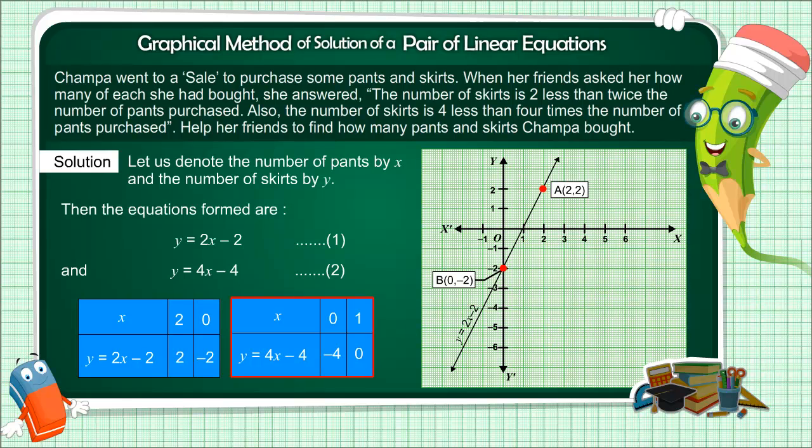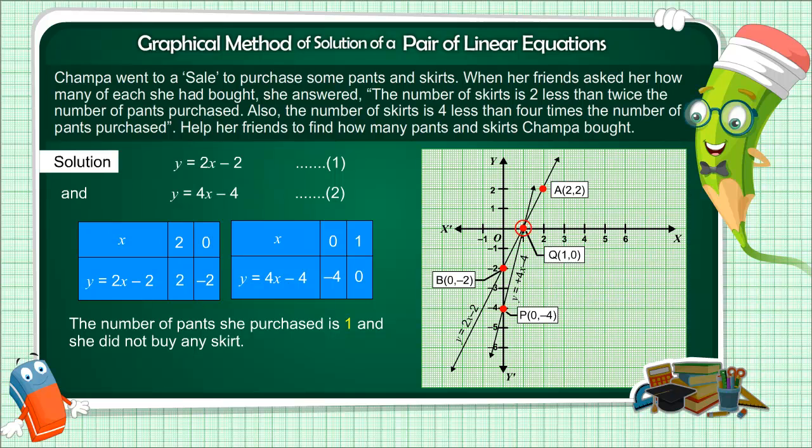Now let's plot the solutions of the second equation on the graph: x 0, y minus 4, and x 1, y 0. Now let's also draw the line of this equation. As you can see on the graph, there is a common point Q (1, 0) on the lines of both the equations, which is the solution of these equations: x equals 1 and y equals 0. It means Champa had bought only one pant and did not buy any skirt.